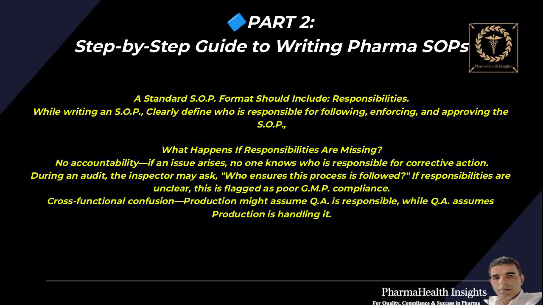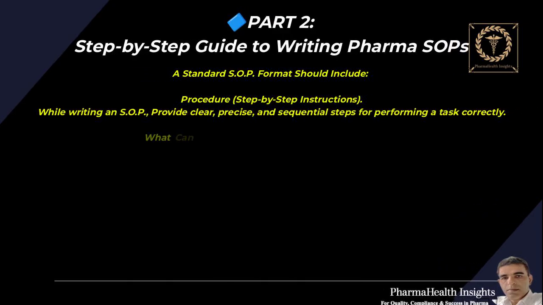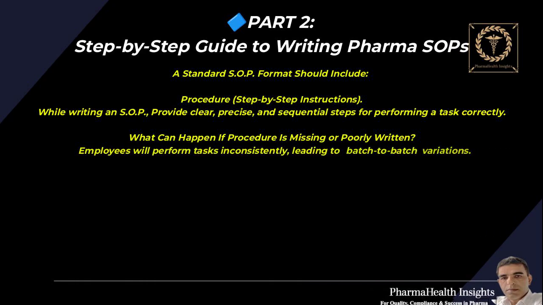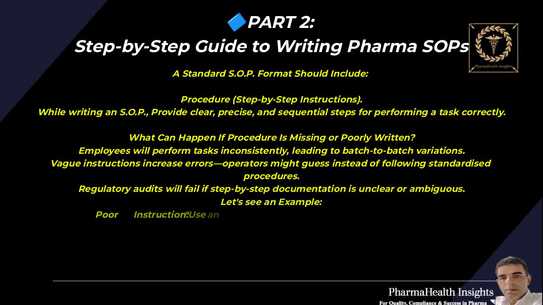Cross-functional confusion. Production might assume QA is responsible, while QA assumes production is handling it. A standard SOP format should include procedure, step-by-step instructions. While writing an SOP, provide clear, precise, and sequential steps for performing a task correctly.